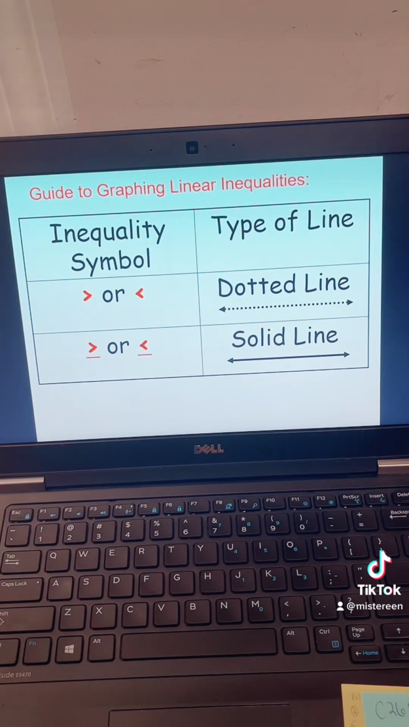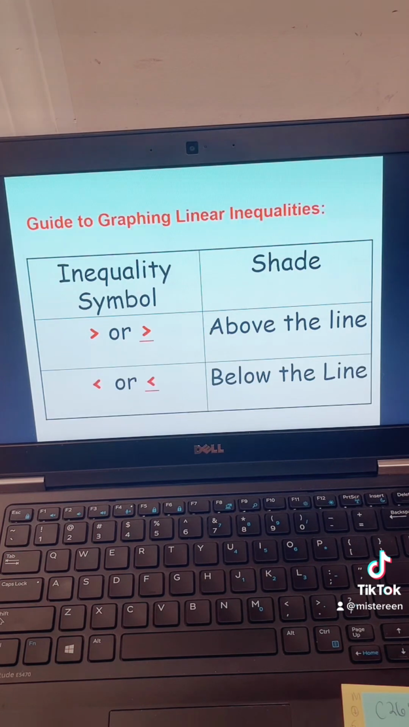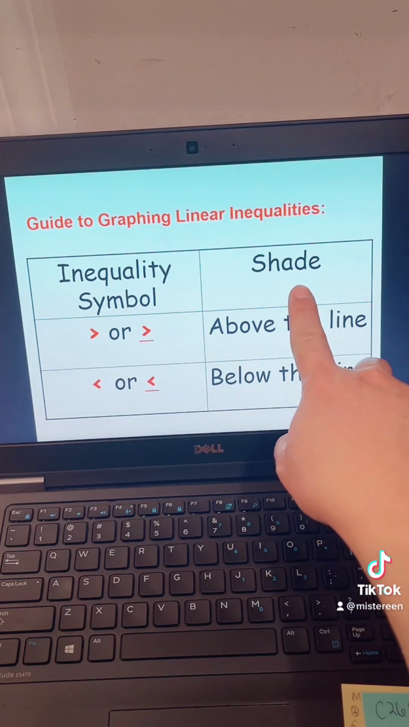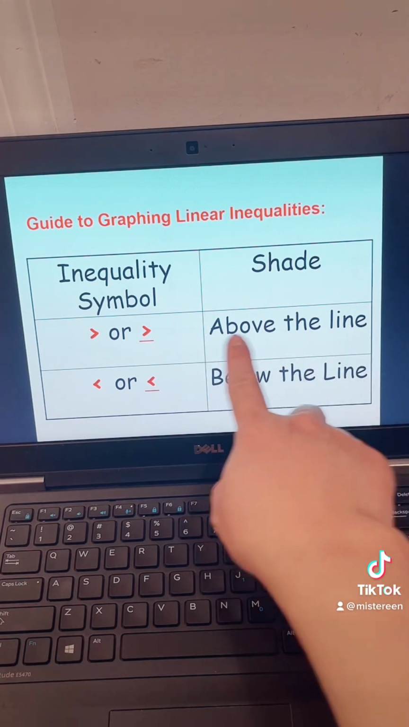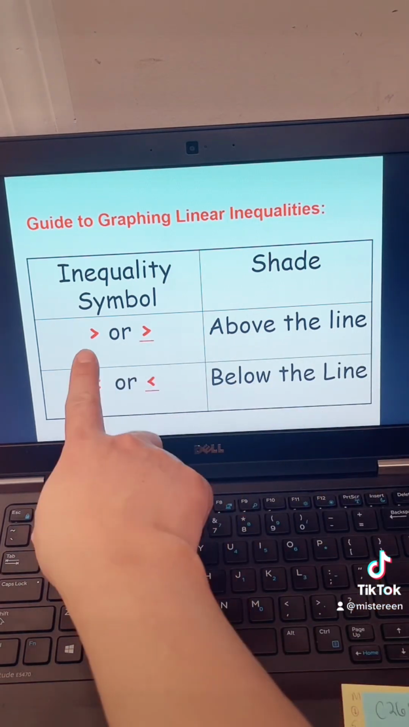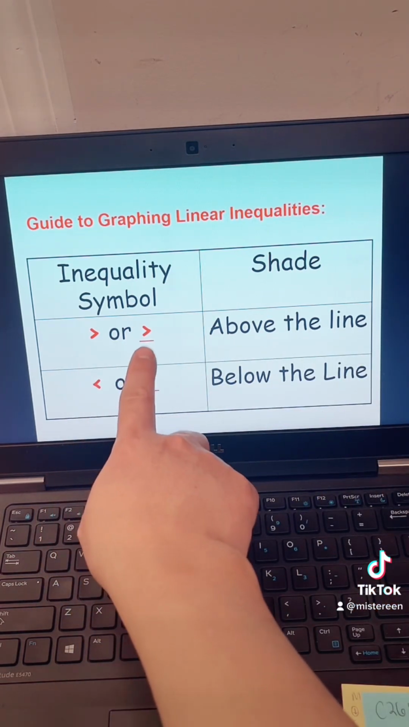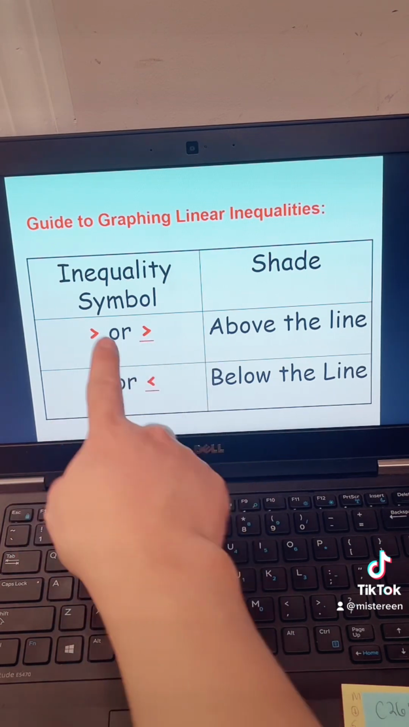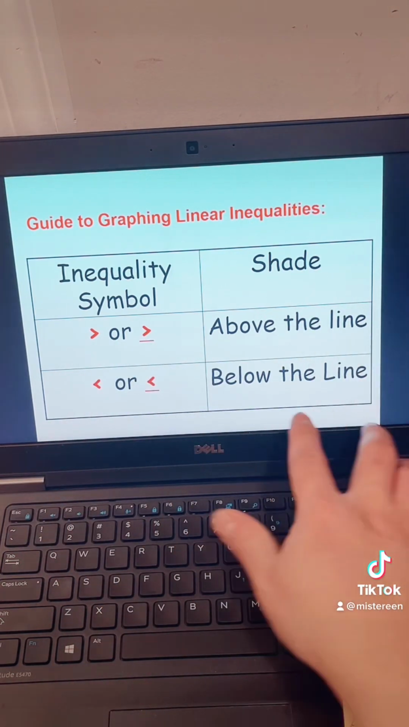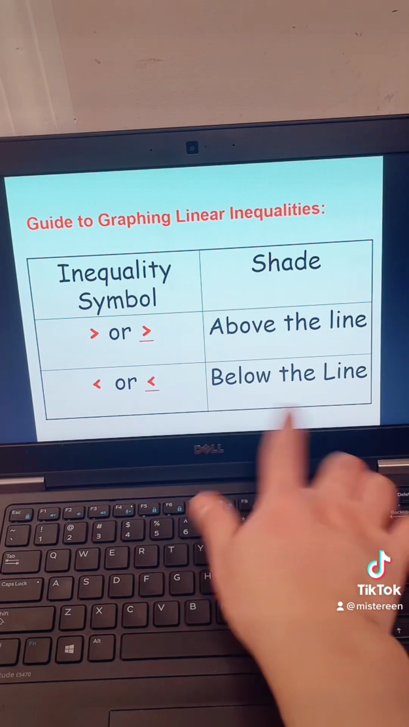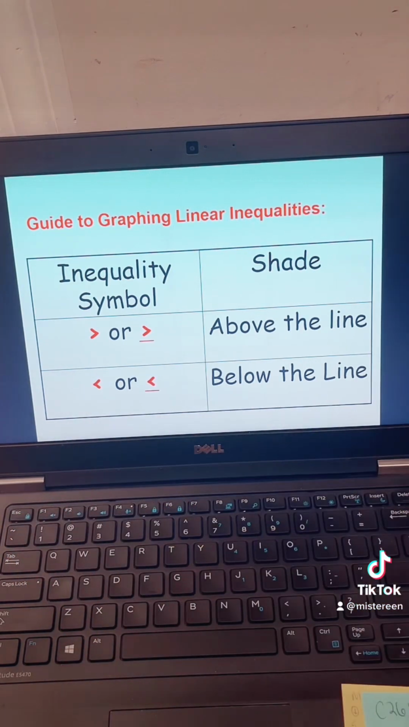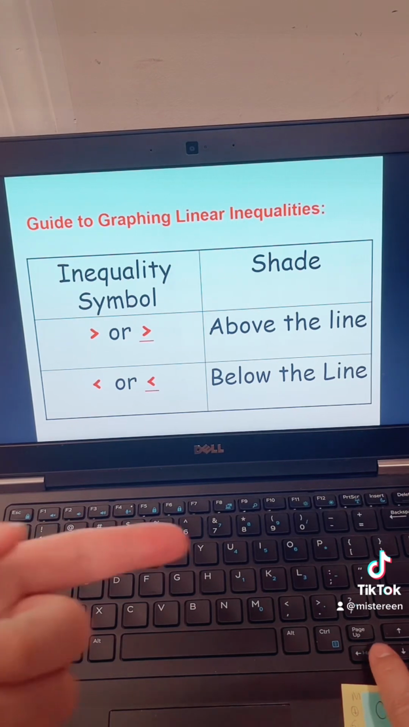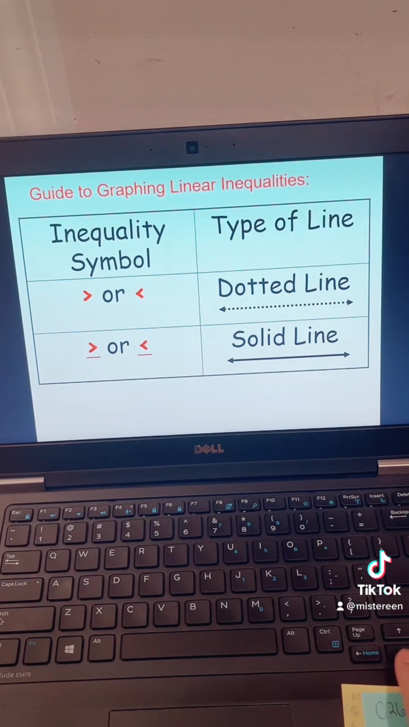Aside from the type of line, we also need to consider shading. We shade above the line, everything above the line, if we use a greater than or greater than or equal to symbol. Or we shade below the line when we use the less than or less than or equal to symbols. So we need to combine these two, the shading and the type of line.